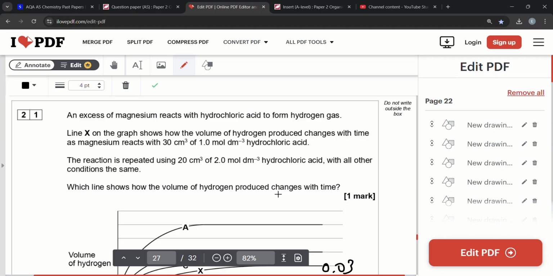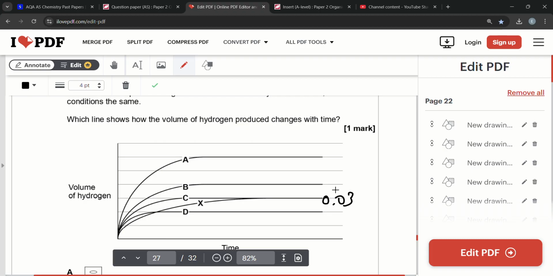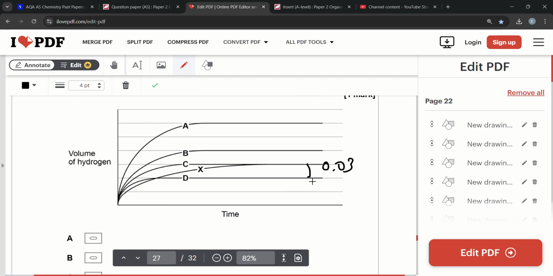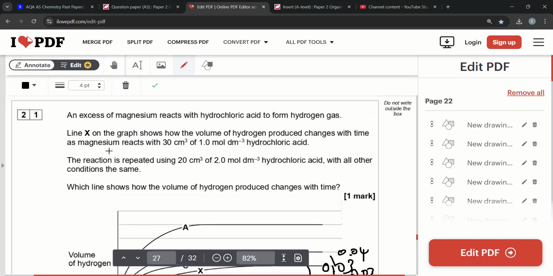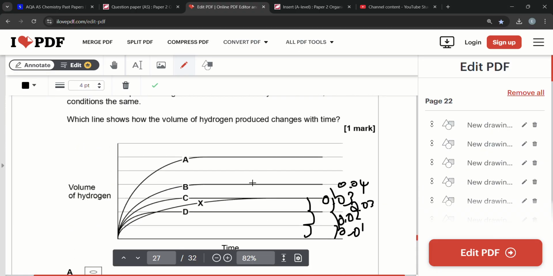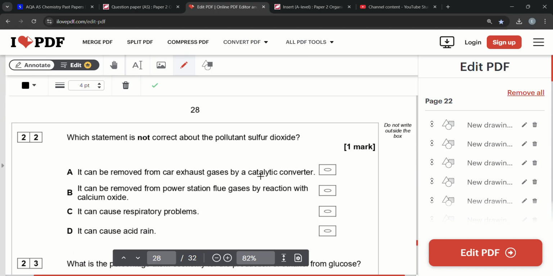When the reaction was repeated, times by 2.0, we get 0.04. So which one's going to be 0.04? Well, that's 0.03, there are three of them. Therefore, it increases by 0.01 each time. That's 0.02, that's 0.03, therefore this one's going to be 0.04. So the answer is going to be B. Once you've recognized this type of format, you can calculate the moles, and then the increase is by 0.01, therefore it's B.